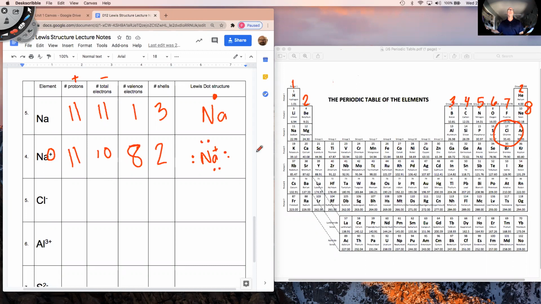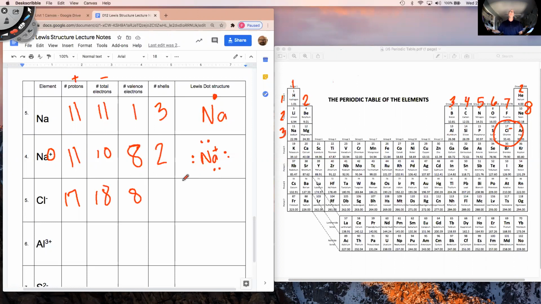There's the chlorine. So how many protons? 17. Good. How many total electrons? Now, since there's a minus charge, that means there's 1 more electron than protons. So if you have 17 protons, you must have 18 total electrons. And then let's look at our valence. So right here, we have 7, but it's going to be chloride, which means it gets 1 extra electron, and we're going to have 8. What's the shell? We're going to be on shell number 3.